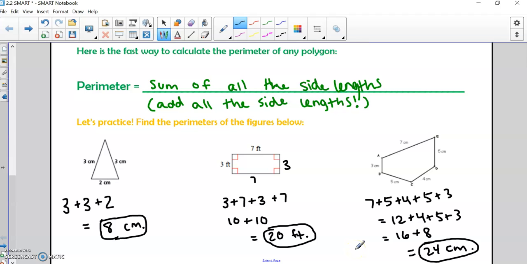Okay, and that's all there is to it. Just add all of the side lengths around the shape and you're done.